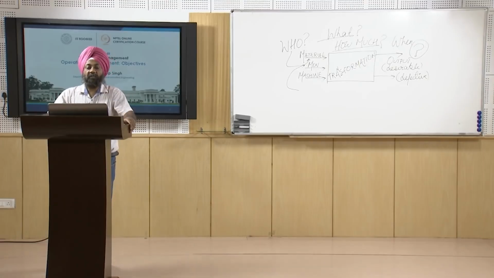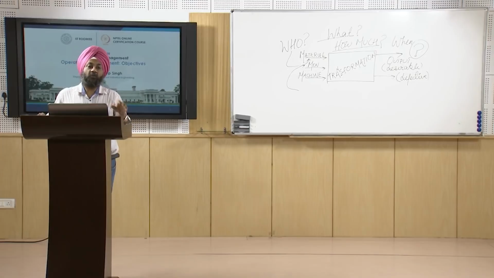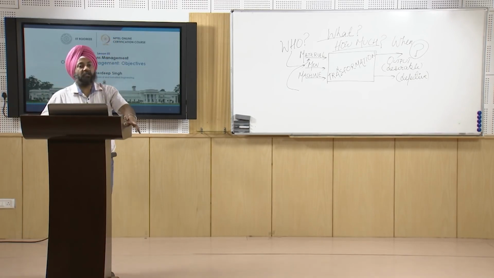Now, operations management decisions. Strategic decisions set the direction for the entire company. They are broad in scope and long term in nature. Tactical decisions focus on specific day to day issues like resources needed, schedules and quantities to produce. So basically in operations management, there are two levels of decisions we have to take: strategic or higher order decisions, and tactical or middle or lower level decisions.